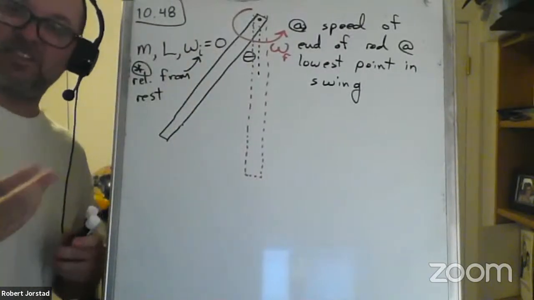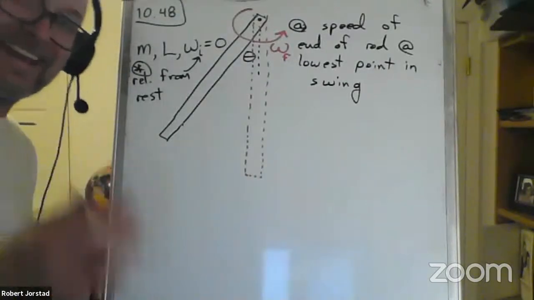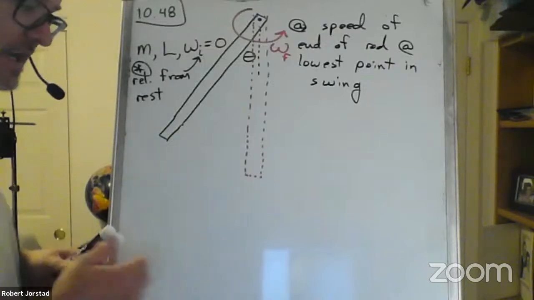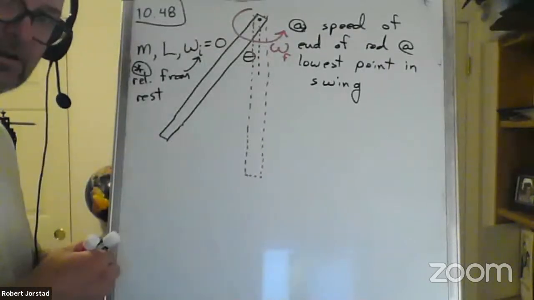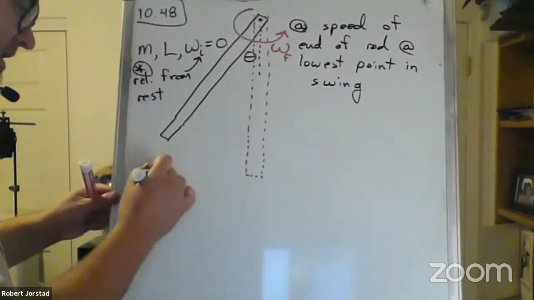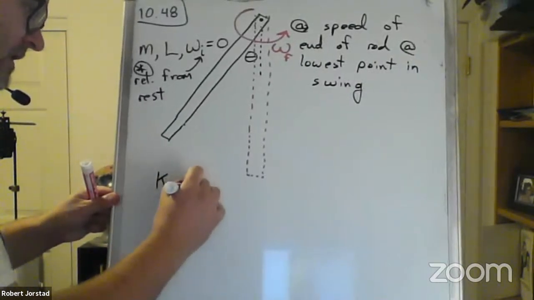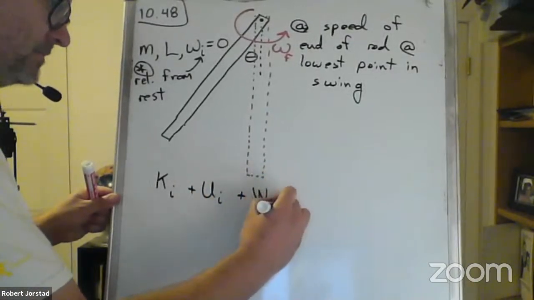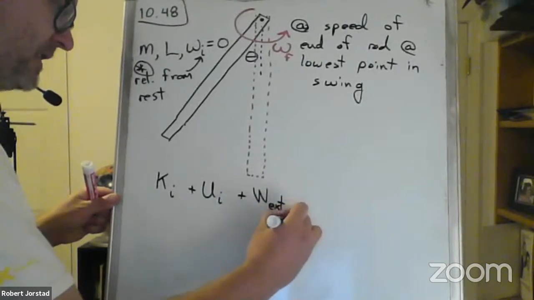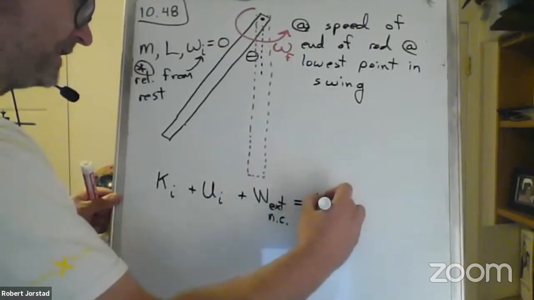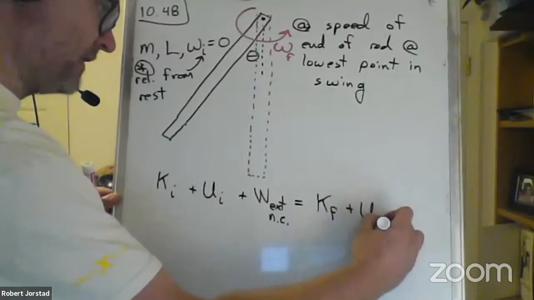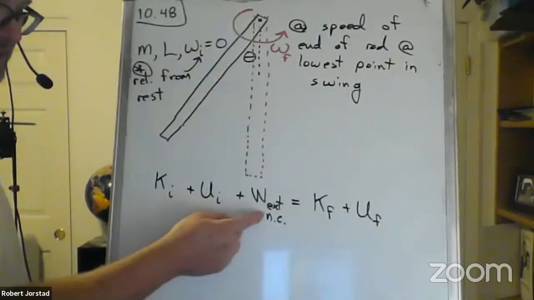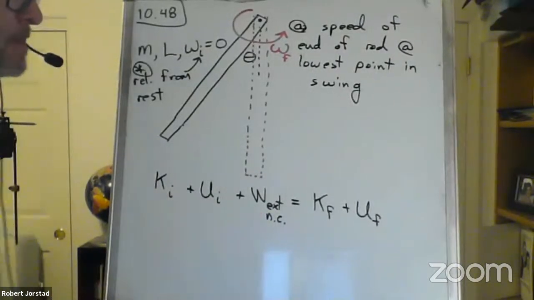I'm just going to go ahead and start writing and work this one out, but at any time, interrupt me if I'm confusing you, okay? So if you don't understand or wonder where I got something, just shout out, all right? So I'm going to start with K initial plus U initial plus work external non-conservative equals K final plus U final. In a great many of these problems, work is equal to 0. So let's verify that.